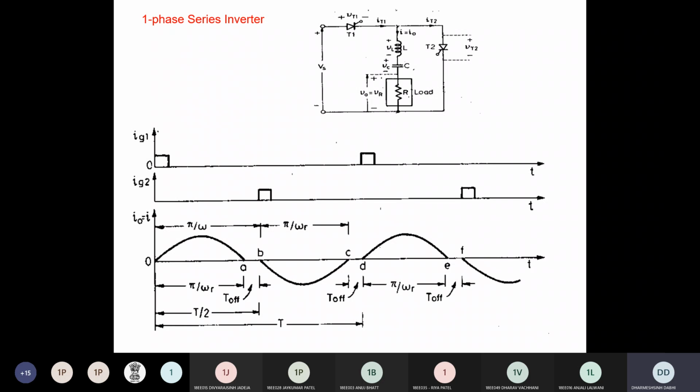Follow me. Omega is what? 2 pi f. Then pi divided by 2 pi f. It means what? It is 1 upon 2f. It is 1 upon 2f times this one.